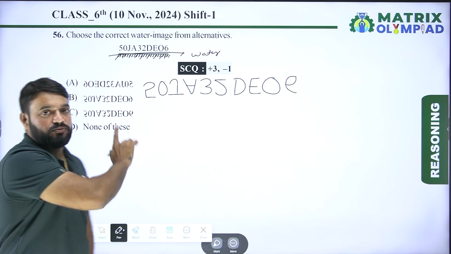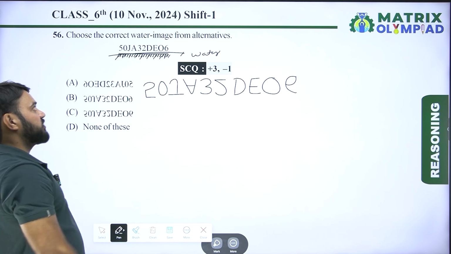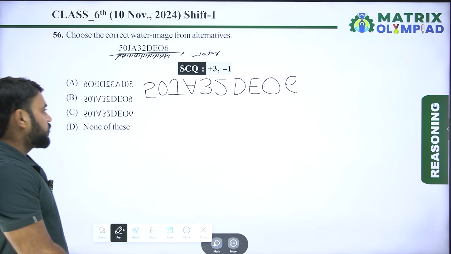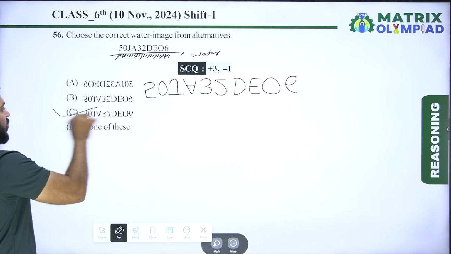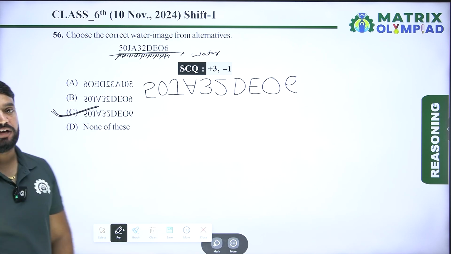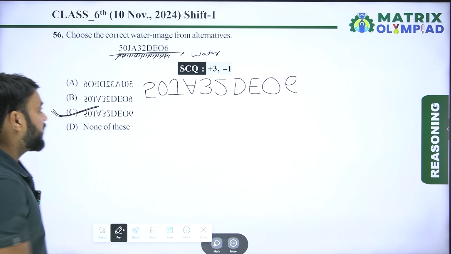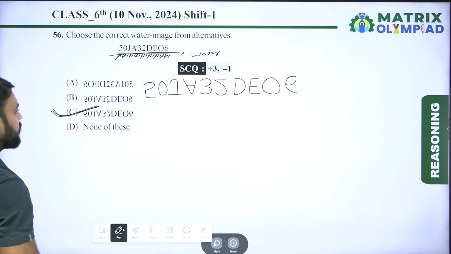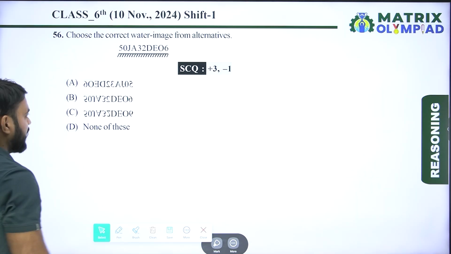So this is the correct water image of the given combination. So here option C shows the correct water image of the given combination. So option C is the correct answer of this question. Let's move on to the next question.